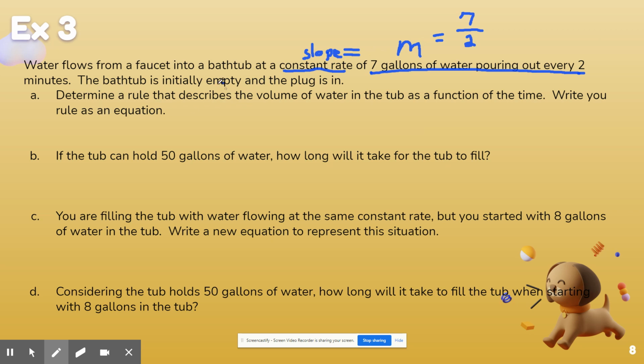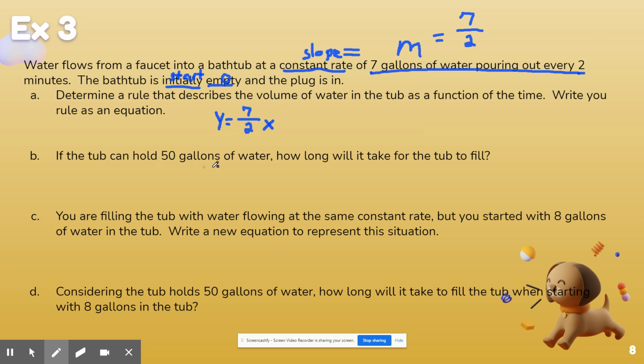The bathtub is initially empty, right? Initially, that's a fancy way of saying y-intercept, or that's where it starts. So wherever something starts, that's the y-intercept. Empty would represent 0. Determine the rule that best describes the volume of the water as a function of time. Write the rule as an equation. y equals, slope is 7 over 2, x, and then plus 0. Or we could just leave it like that.